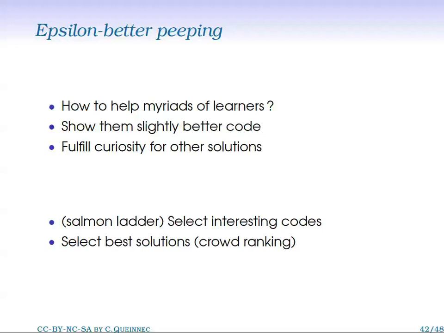So we have this notion of Salmon ladder. We just try to help the students to jump from step to step until the end. But selecting the interesting codes to show is still an open problem. So currently we just use the mark to show something better, and we also ask in a form whether this copy helps or not. And we try to select the good copies like that.